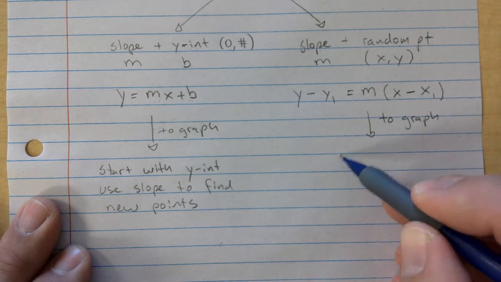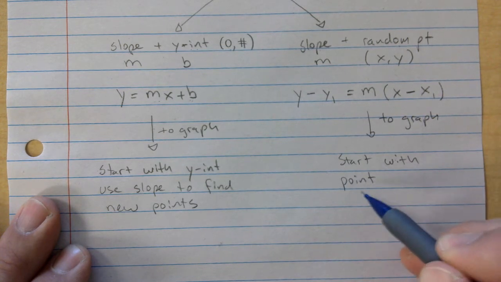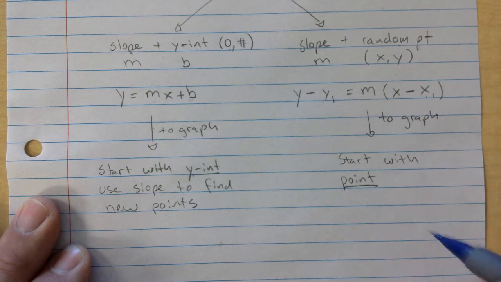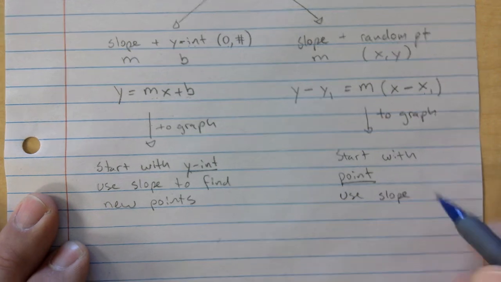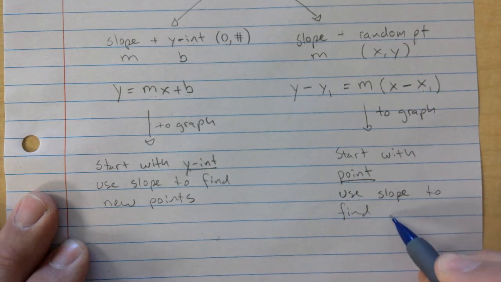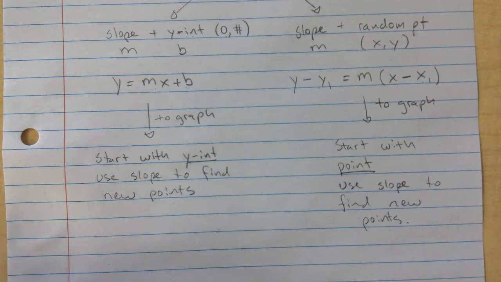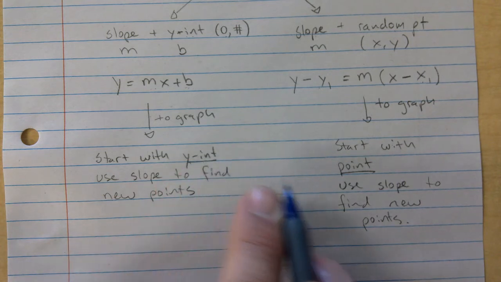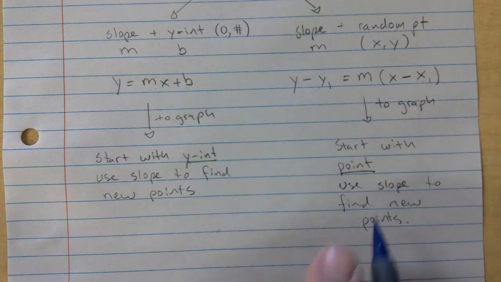In this case here, you start with a point. It's just a point, not the y-intercept in particular, just a random point that you can extract from the graph, and then use the slope to find new points. Okay, so the idea is the same, except for here you're going to start right on the y-axis. Here you're going to start on the point that is given to you by that equation. Okay, but in essence, the way you construct the line is the same.